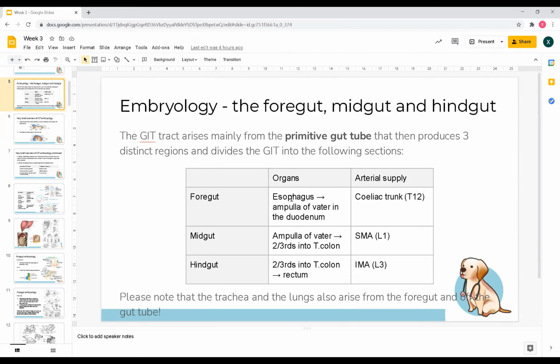So foregut, it starts at the top, at the cranial end. It goes from your esophagus, includes your stomach, and then the first part of the duodenum, and specifically it's the ampulla of Vater. And that's pretty important to know. Then the midgut, M for middle, is between the ampulla of Vater in the duodenum to 2/3 into the transverse colon. So that includes the hepatic flexure. And then the hindgut is just the rest of it all the way to the rectum. This is definitely really, really important to know.